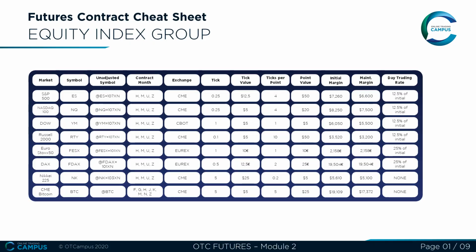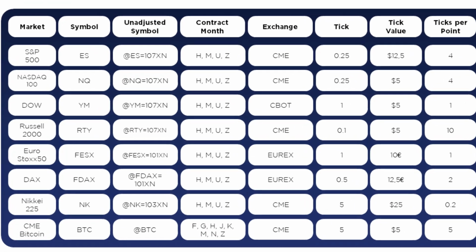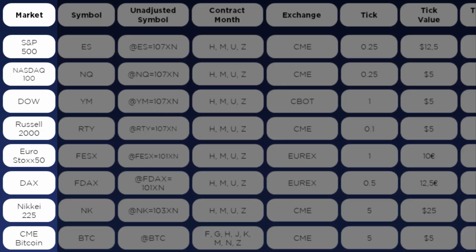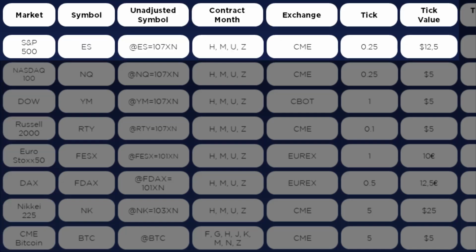So this is the cheat sheet for the equity index group. It is pretty much self-explanatory, but let me explain the build-up based on the equity index group cheat sheet, and all the cheat sheets for the other futures groups will follow the same methodology. So first column represents the market. Let's do the first one, which is the S&P 500. Second column, the symbol root, ES. Third column is the unadjusted symbol at ES equals 107XN.